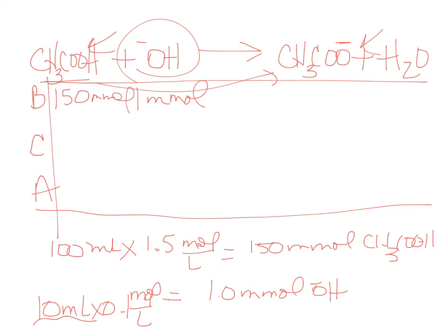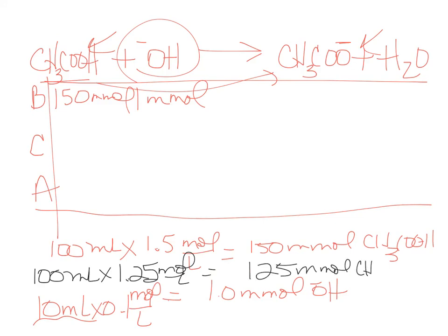And the amount of moles we have for the acetate ion to begin with. So again, it's the same buffer, so we have 100 milliliters of the buffer, but the original molarity of the acetate solution was 1.25, I think, molarity, which means we started with 125 millimoles of the acetate ion. And so that goes here. Okay, water doesn't matter.